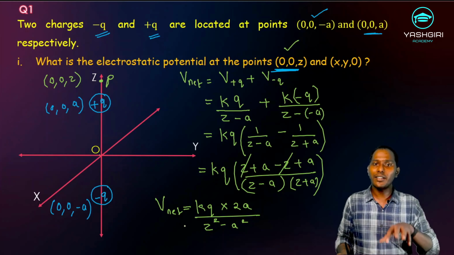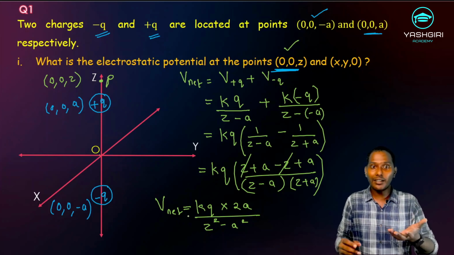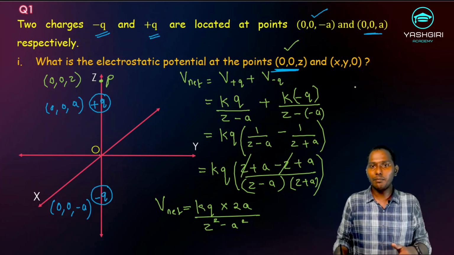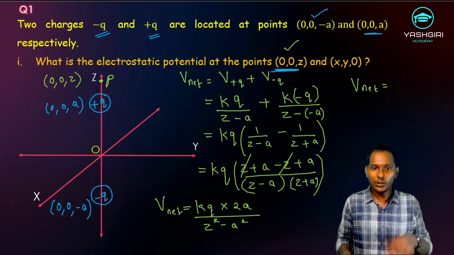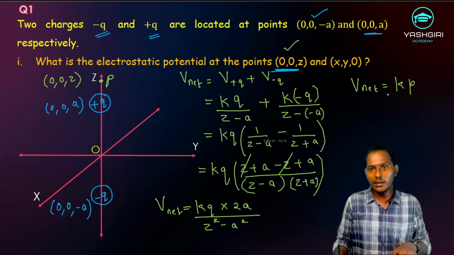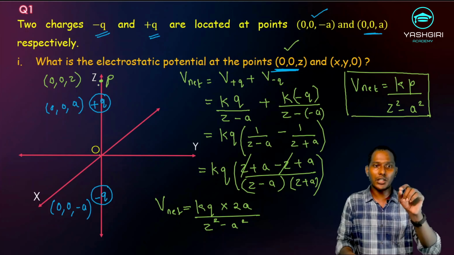And again, students, if I want, I can also write it in terms of the electric dipole moment. The net electric potential at a point P: I know that the product of Q into 2A is the electric dipole moment. So that will be k times the electric dipole moment divided by Z square minus A square. So this is the final equation, the electric potential at a point P.